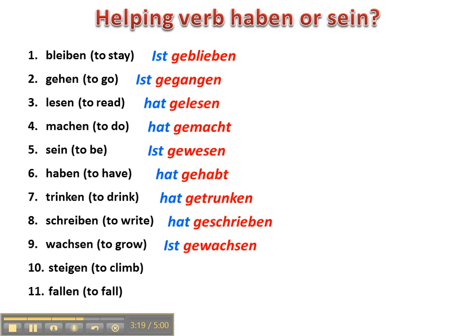Wachsen. When you're wachsen, that's growing. So you're changing your state. Okay, so you're going to use sein as the helping verb. Ist gewachsen. Er ist groß gewachsen. He has grown tall, for example. Steigen ist gestiegen. You are moving to a new place. Fallen ist gefallen. You're falling.